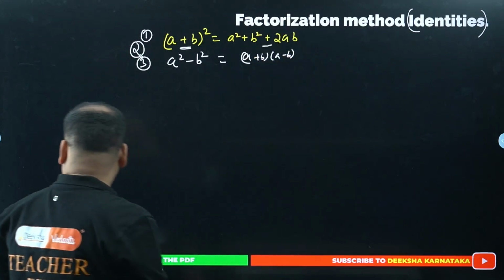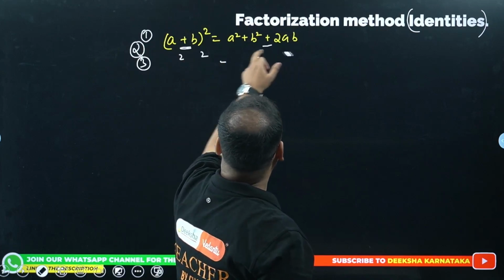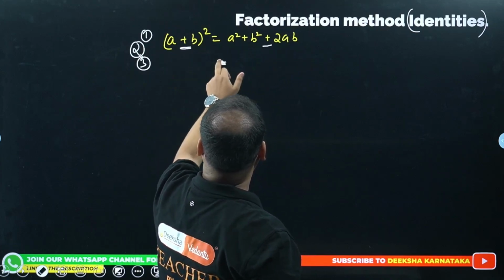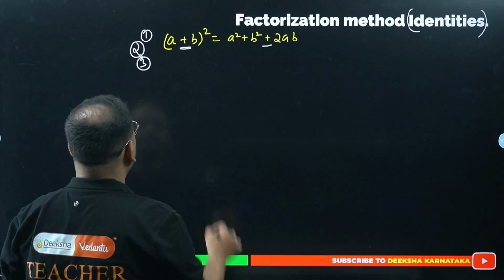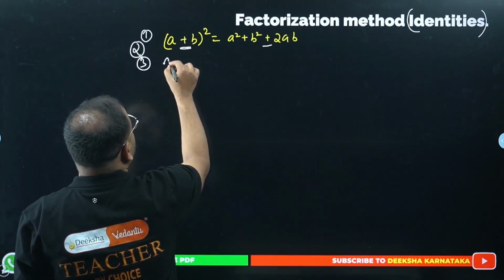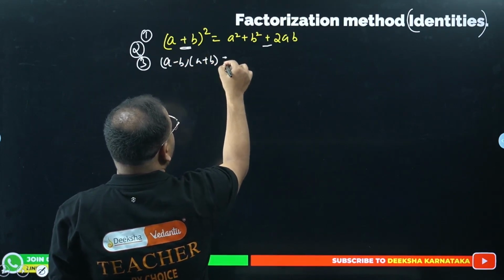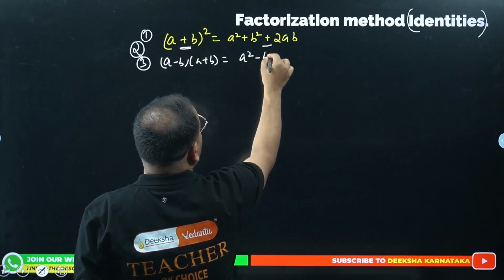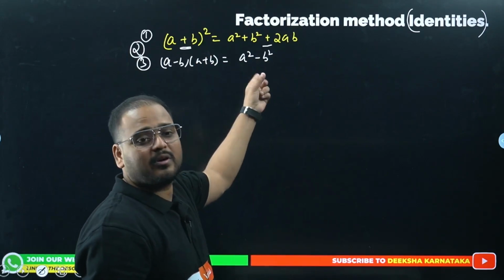Okay, I think I've written it in opposite form, so let me just write it that way. Just reverse the statement, no problem. So it should be written like this: (a minus b) times (a plus b) is equal to a square minus b square. Now some people might say, sir, there are two terms of quadratic.